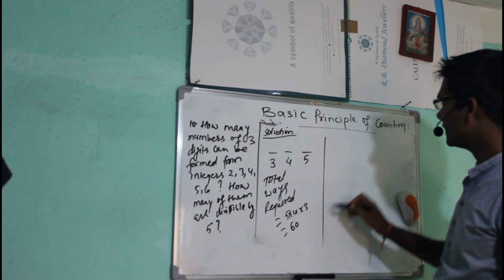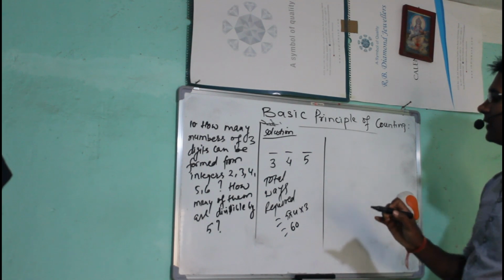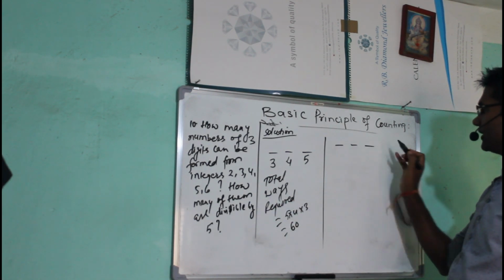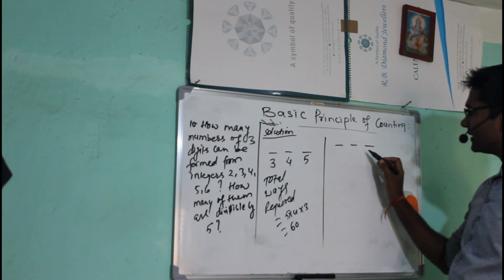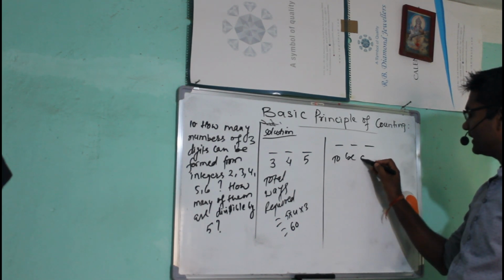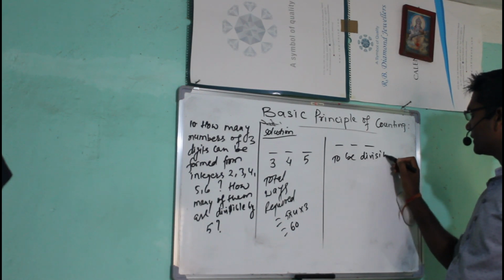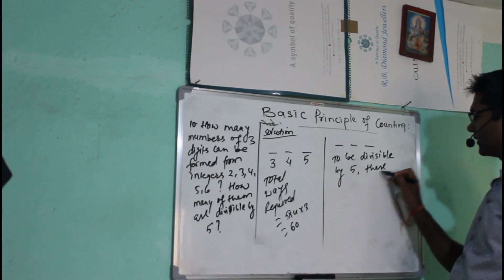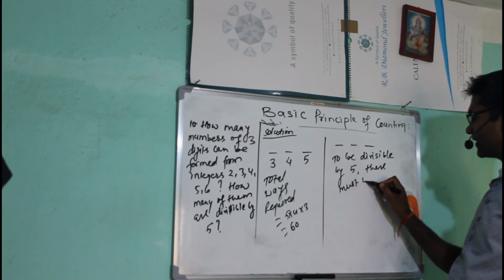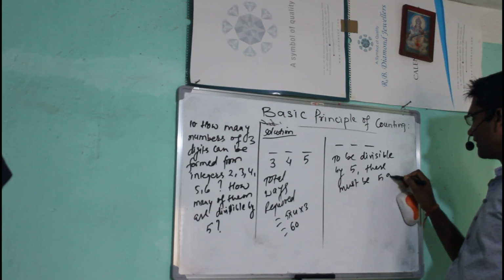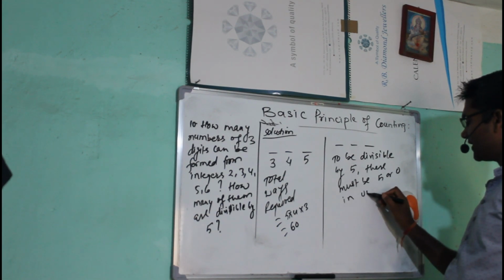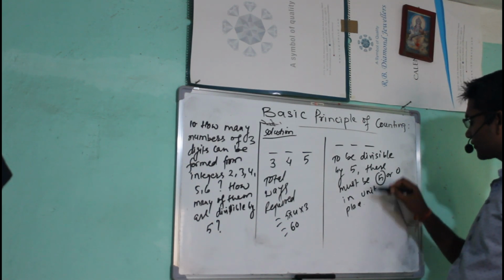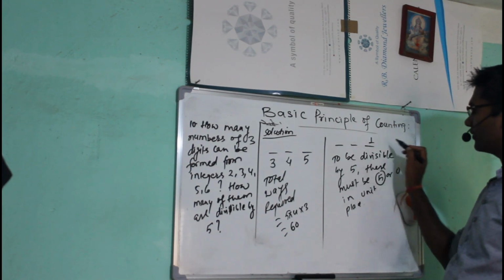So now the question is the second part: how many of them are divisible by 5? So again let's say 1, 2, 3 places are there, but to be divisible by 5, there must be 5 or 0 in unit place, isn't it? But we have only 5 here, so only one choice is there for unit place.